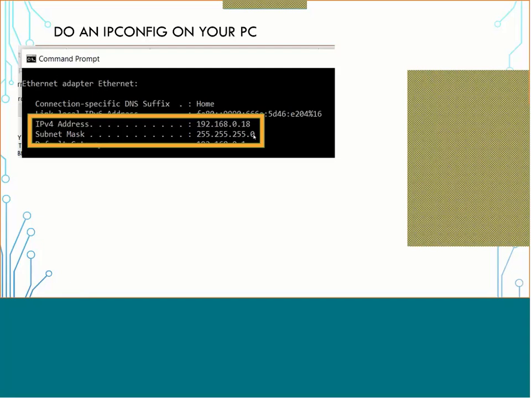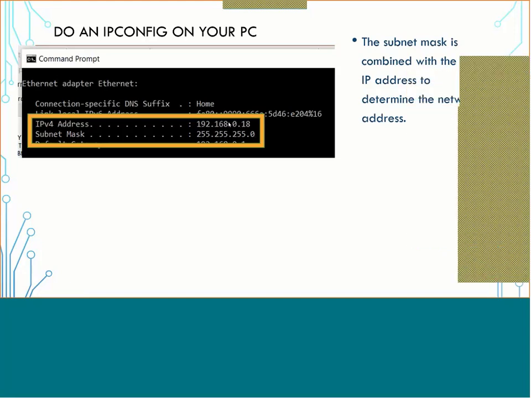Awesome. So the subnet mask gets combined with my IP address to determine what the network address is. And that's what we're doing next week. Or Thursday, not next week, Thursday. It says we're doing that on Thursday.